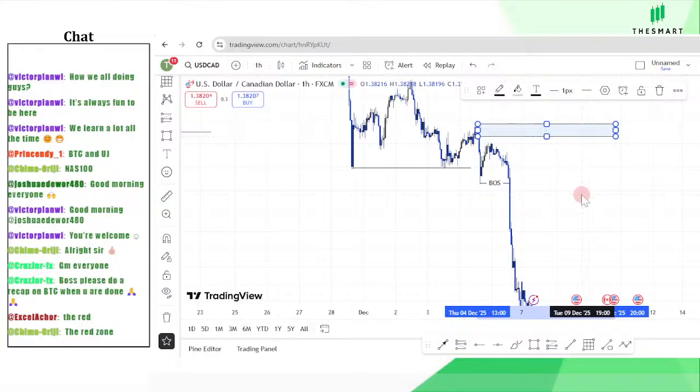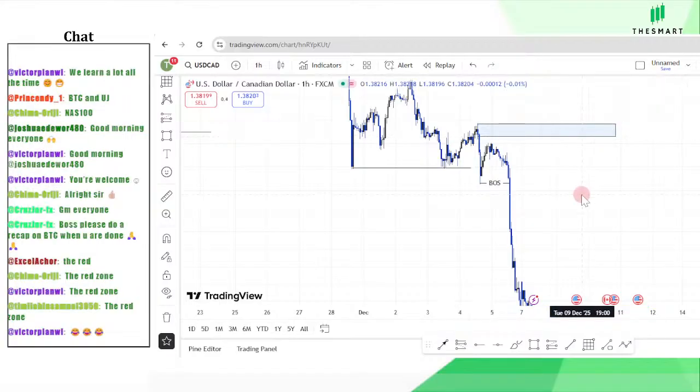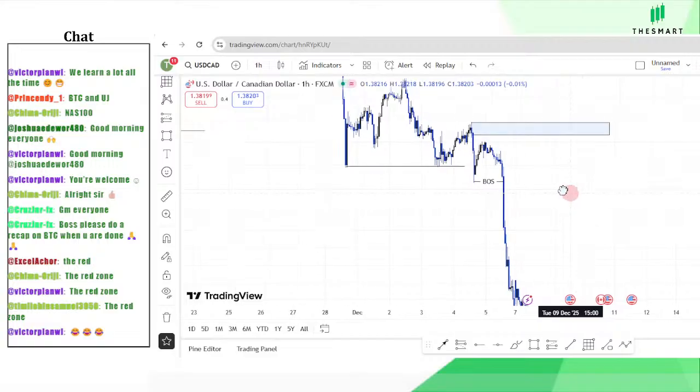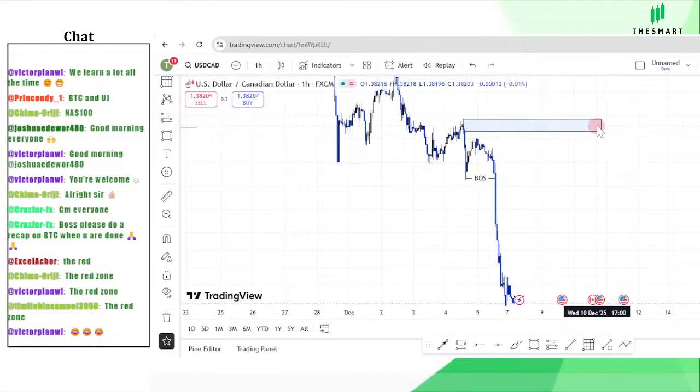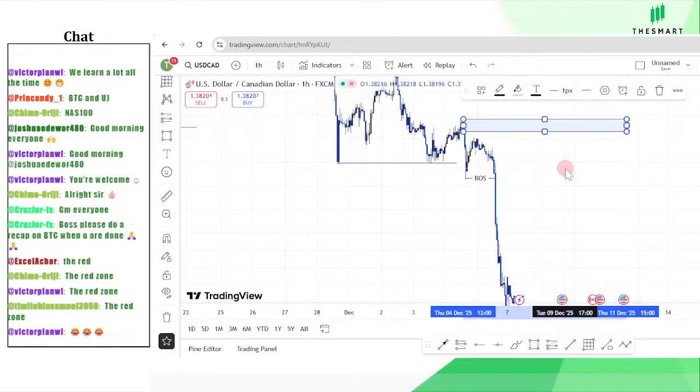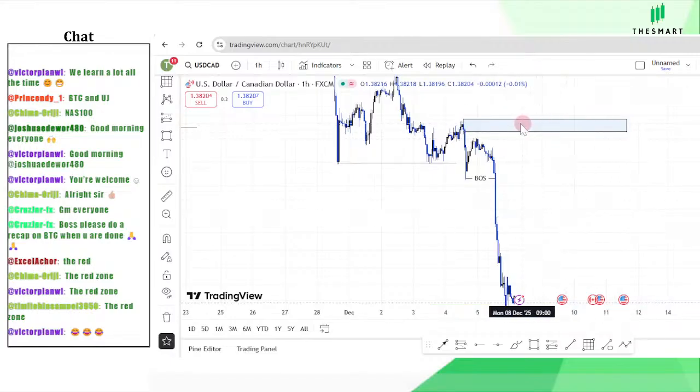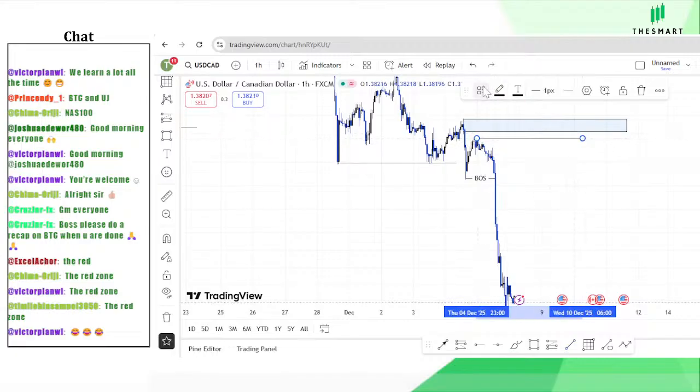Okay, so I think everybody is saying the red zone, even people that maybe don't have an idea of why it is the red zone. But okay, I think this is great. So it's the red zone. That's a valid point. This is an inducement level. This is an inducement zone. So the red zone is valid.